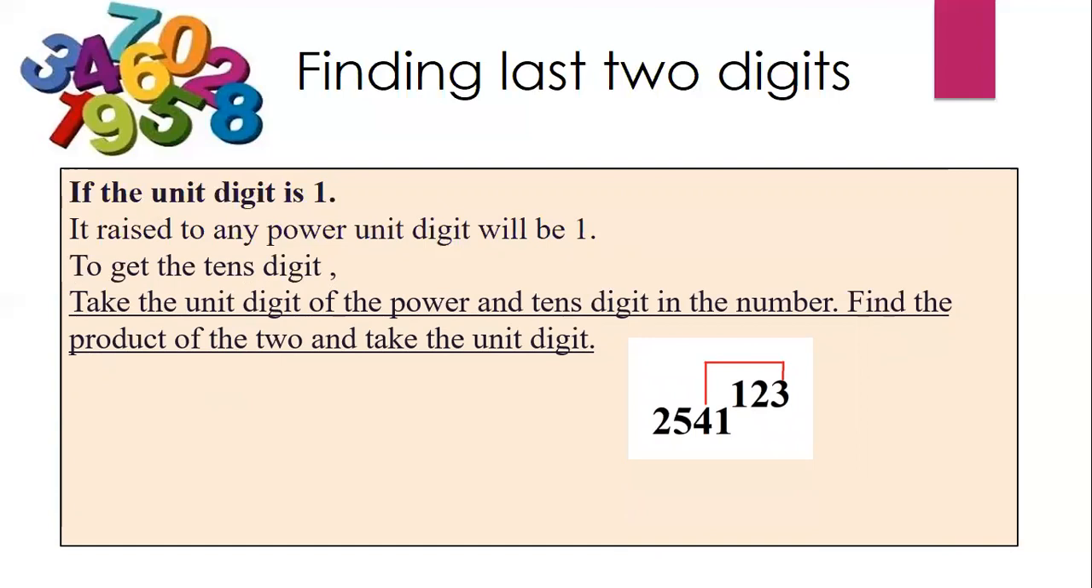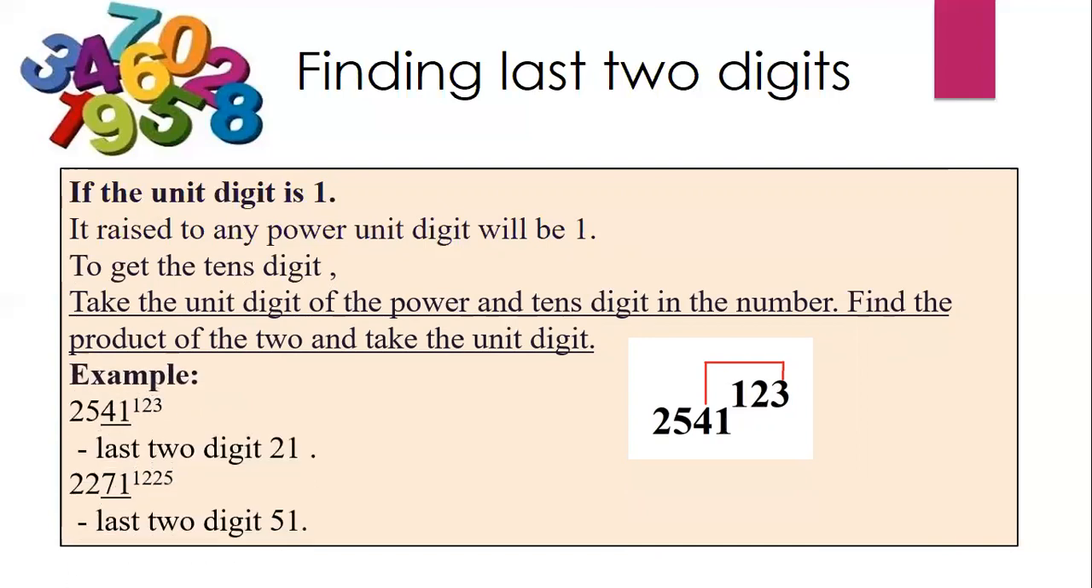2541 to the whole power 123. Here the unit digit will definitely be 1. To find out the tens digit, just multiply 4 and 3. So 4 into 3 will be 12, so the unit digit will be 2. So the last two digits for this number will be 21.